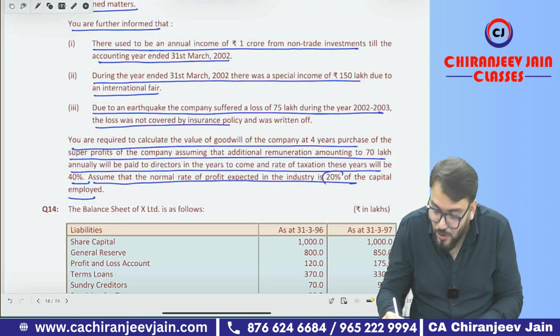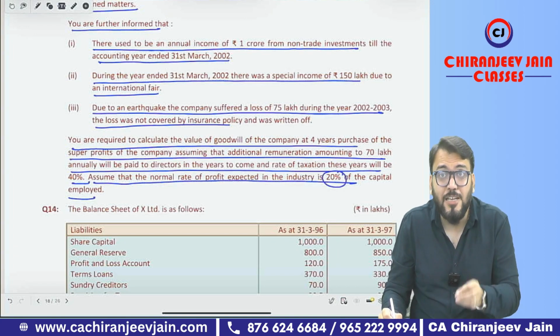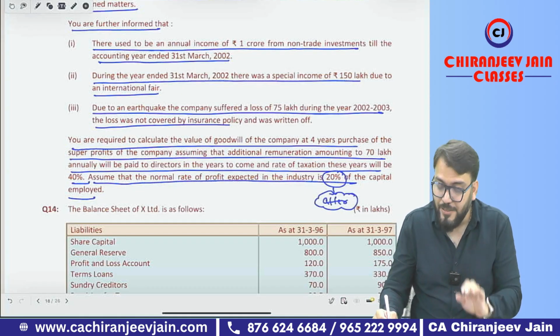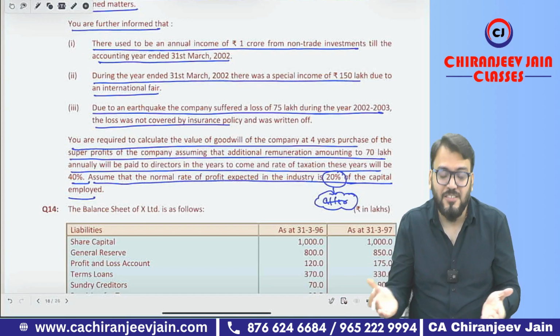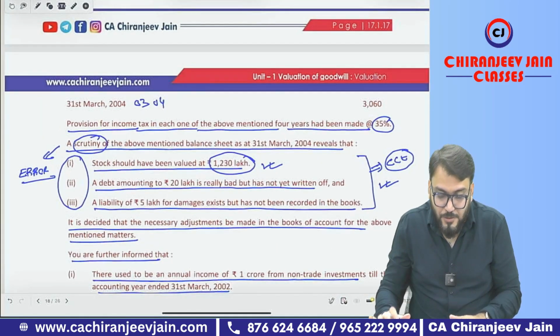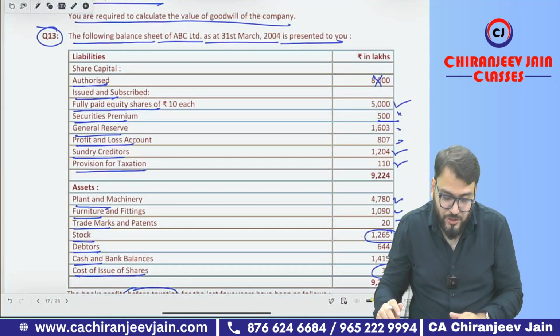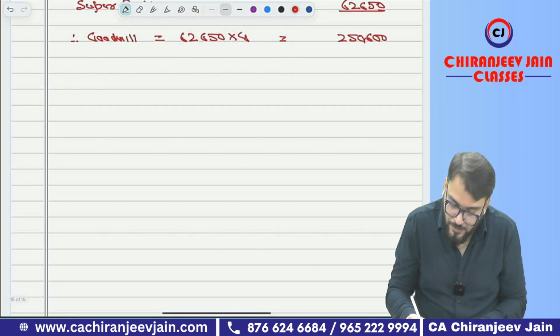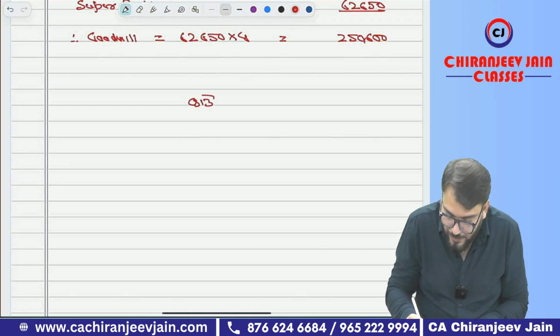You can see now they have not given anything. It is not given whether before tax or after tax. So always it will be after tax. You can't assume on your own that it is before tax. Okay, for the capital employed. Okay, sir. This is the question. Good question, I will say good quality of question. Can we take it? Yes, sir. So we are doing question number 13.